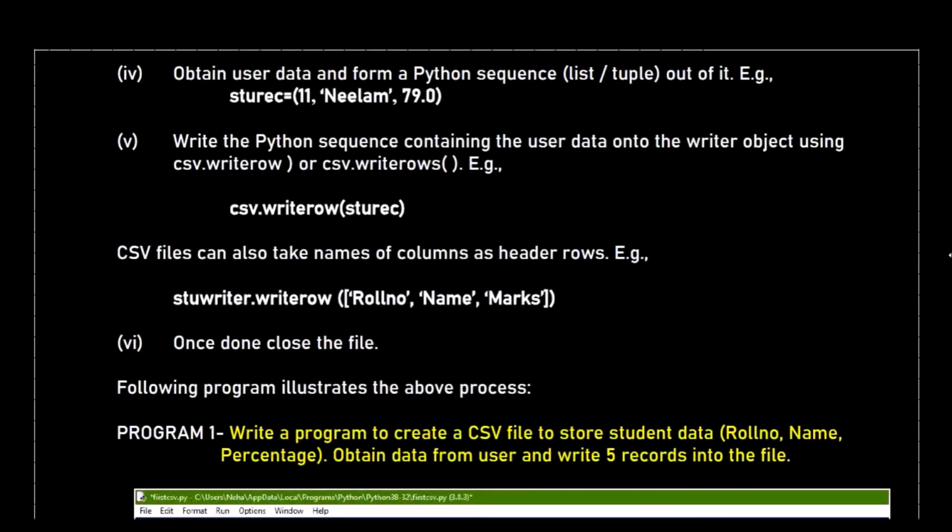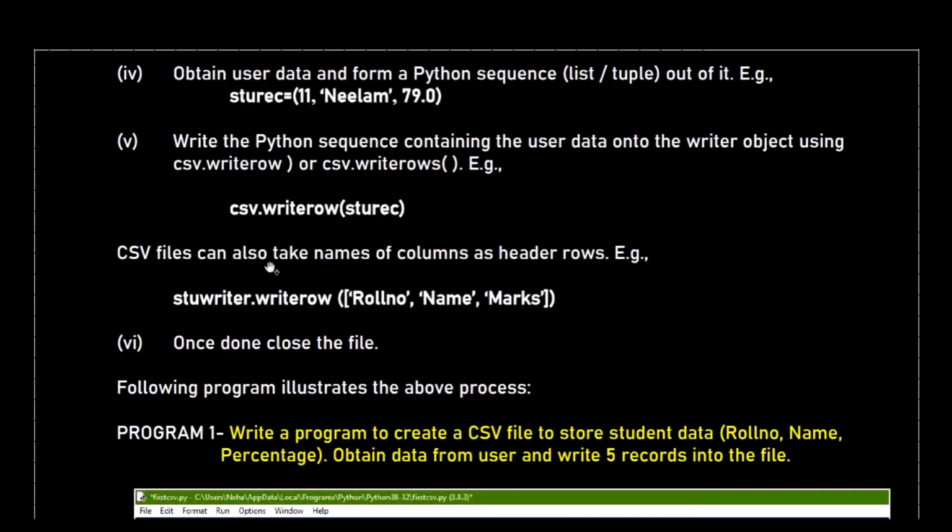The fourth step is to obtain user data and form a Python sequence, that is, a list or tuple, out of the data that we have received, like shown over here. Then the fifth step is to write the Python sequence containing the user data onto the writer object using the writerow or writerows function, depending on whether you want to enter a single row at a time or multiple rows. For example, writerow, and in the brackets we will mention the name of the Python sequence, that over here is strec, so that has to be mentioned over here.